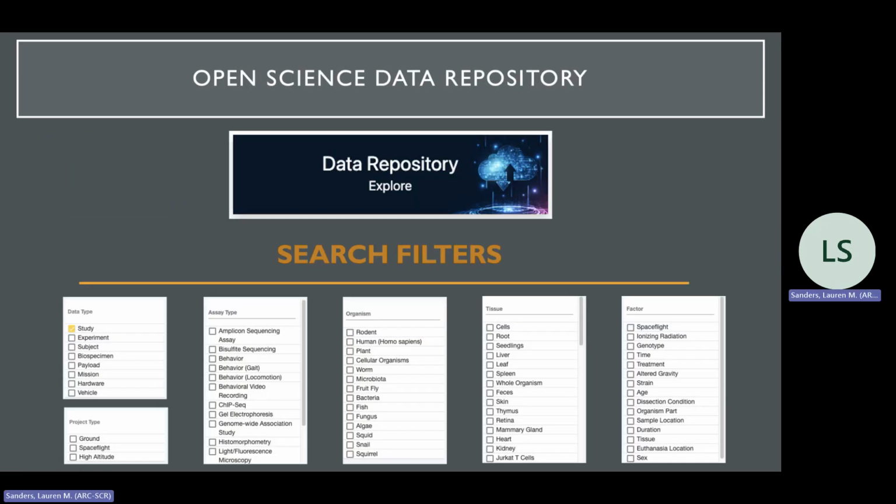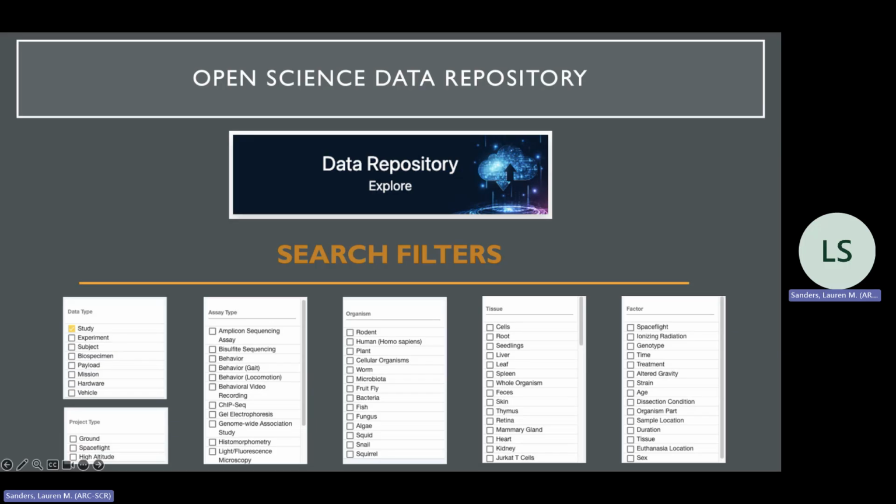And just an overview of the Open Science Data Repository and the way that you can search for data. There are multiple different search filters because there are so many different types of data in this repository. So you can search by data type, whether you're interested in looking at a study, an experiment, different biospecimen or payload, or project type. Are you interested in a spaceflight experiment, high altitude experiment, ground? There are multiple different assay types, just showing a few of these here on the screen: amplicon sequencing, behavioral data, ChIP-seq, gel electrophoresis. So whatever you're interested in terms of data types, or you can search for multiple.